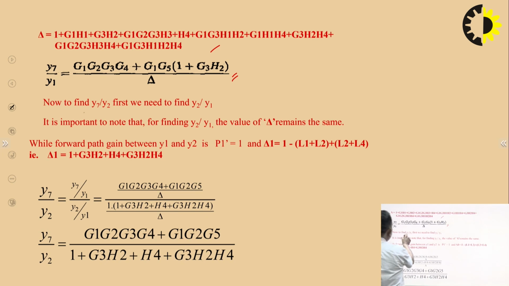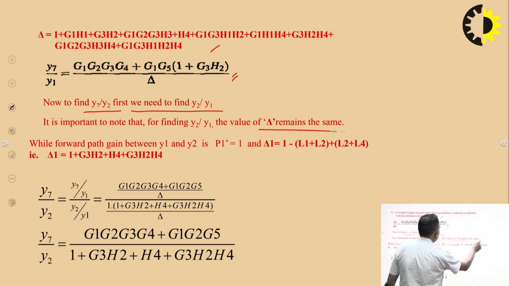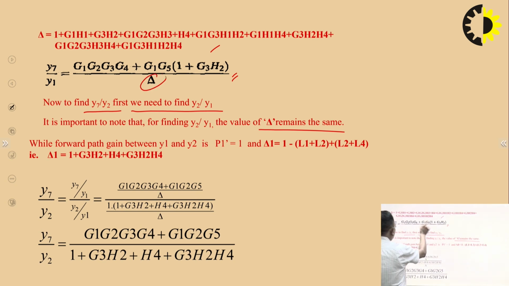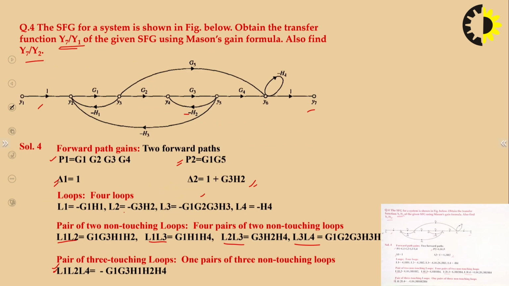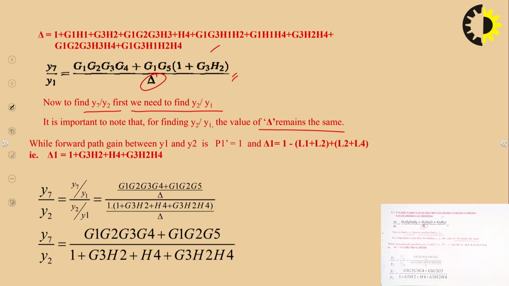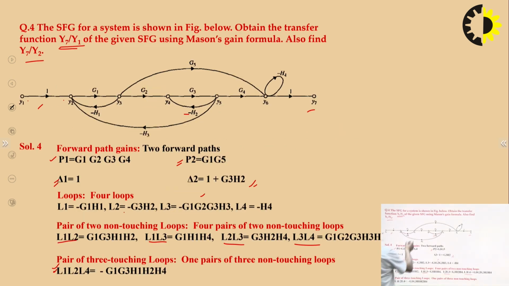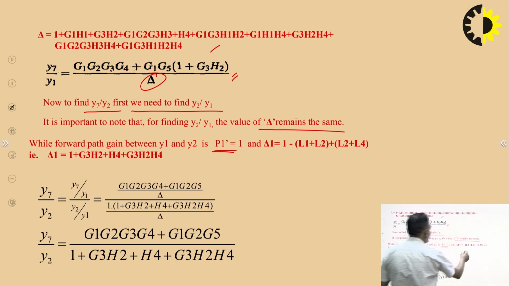Now to find y7 upon y2, first we need to find y2 upon y1. It is important to note that for finding y2 upon y1, the value of delta remains the same, so we will not change the value of delta. Between y1 and y2, there is only one forward path, P1, which is equal to 1, and for delta 1 we see all the loops which are not touching this forward path. So this is 1 minus L1 plus L2 plus L3 plus L4. You will find that delta 1 equals 1 plus G3H2 plus H4 plus G3H2H4.